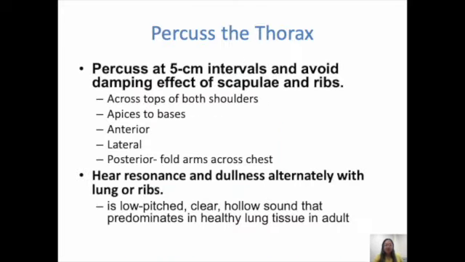What you should hear, resonance, is low pitch, clear, and hollow. And this tells you that you have healthy lung tissue. Now, you're probably thinking, this is almost impossible because the ribs are in the way. And you're absolutely right. Sometimes this isn't a very accurate test to do, and depending on the habitus of your patient, it may be very difficult. However, I want you to understand how to do it and perform it in lab. So you're percussing on each of those sites, usually at about 5 centimeter intervals, depending on your patient's anatomy. And again, you're avoiding the scapula and the ribs.